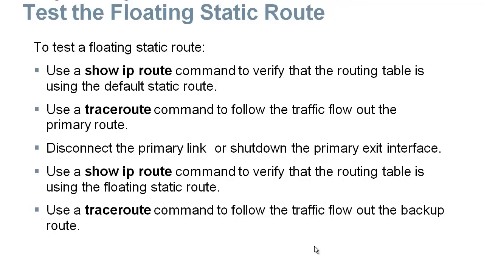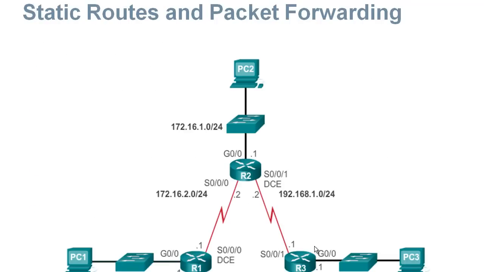All right, again, to test, you can do a couple different things. Show ip route to make sure that's in the routing table. You can take the primary down and make sure that route traffic goes the other way, but you get the idea.